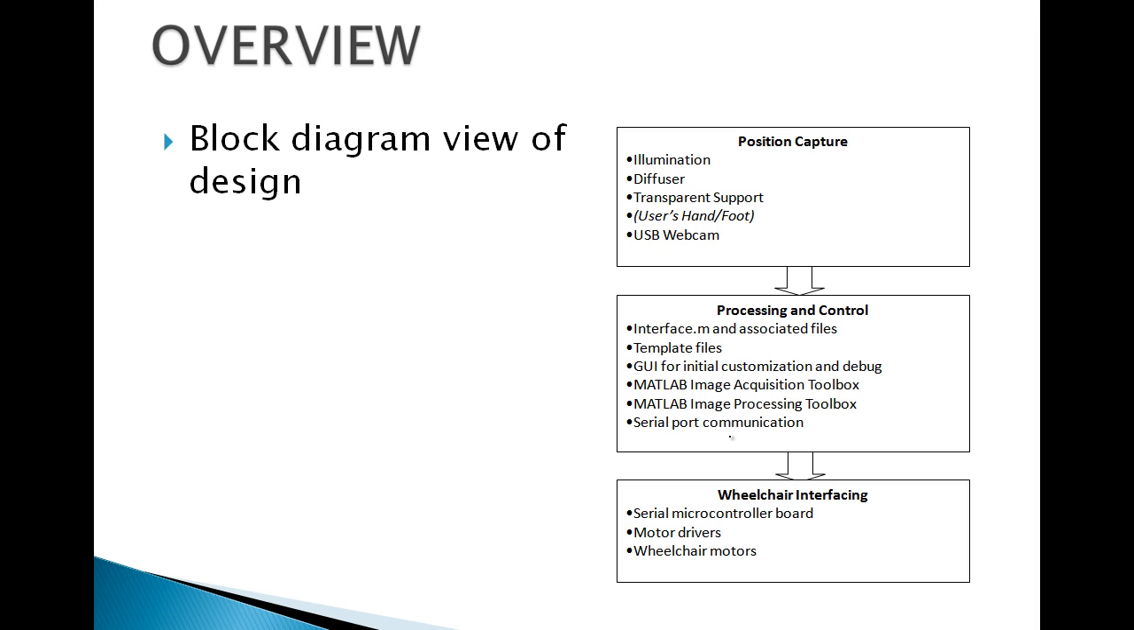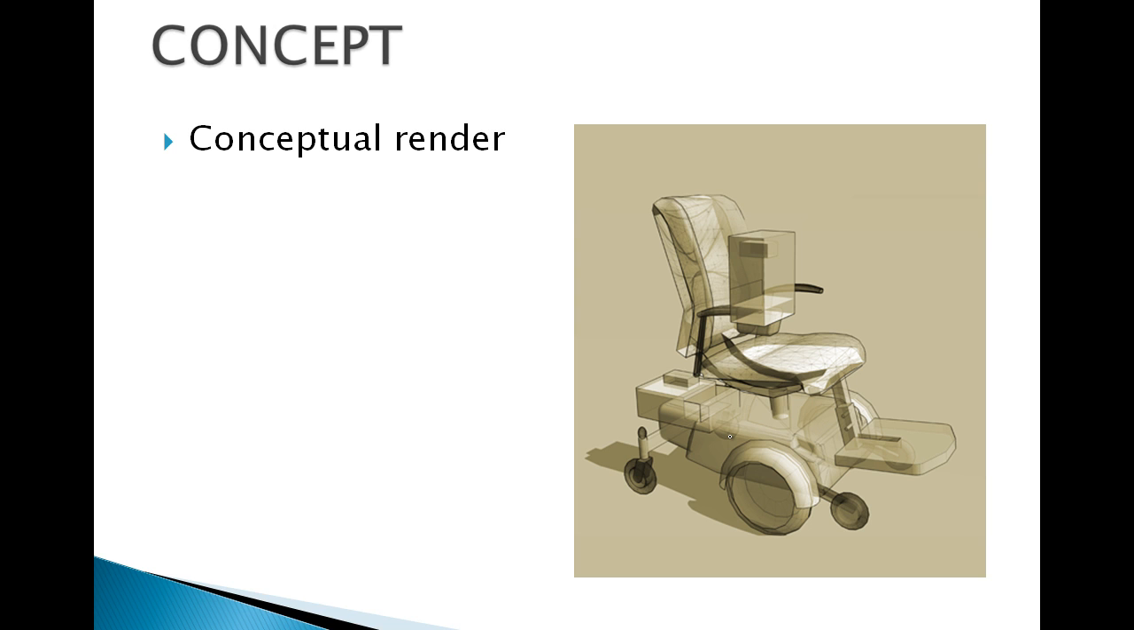Design. So here is a block diagram view of the design. It's divided into 3 blocks. The first block takes care of capturing the hand position. The second block takes care of processing the captured images, and the third block reads the signals from the processing block and controls the wheelchair itself. So here is a conceptual render of the design in action.